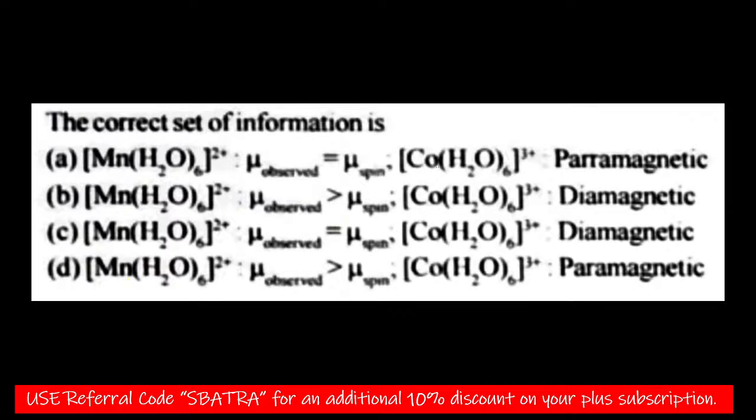Alright, so let's solve this question. In order to eliminate the options, let's take this complex first. We have [Co(H2O)6]3+. This is your complex, cobalt in +3 oxidation state with aqua ligands. This ligand is going to be a strong field ligand. So cobalt is d6, and definitely it's a strong field ligand. So this is how we fill up the electrons: 1 2 3 4 and 5 6. So we can observe that this complex is diamagnetic, not paramagnetic.